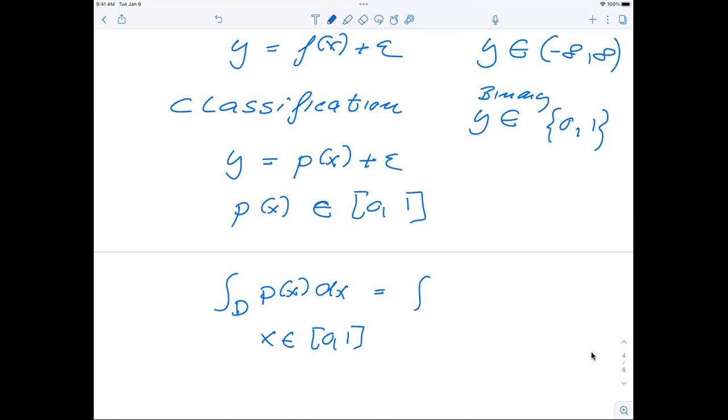But let's assume that. Then what you have is the integral of p of x from 0 to 1 of dx equal to 1. So we assume that the probability distribution is normalized. This is a pretty common case which we encounter. So what we are doing now, we are looking after this probability distribution.